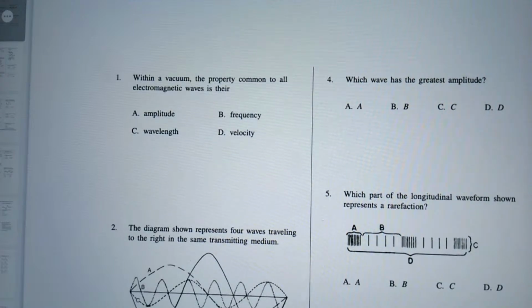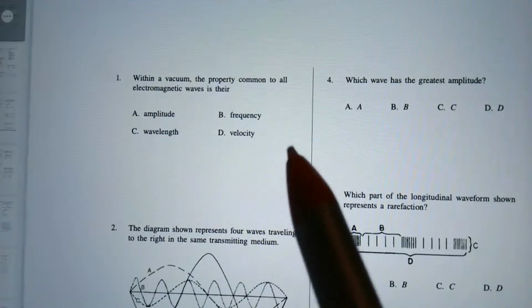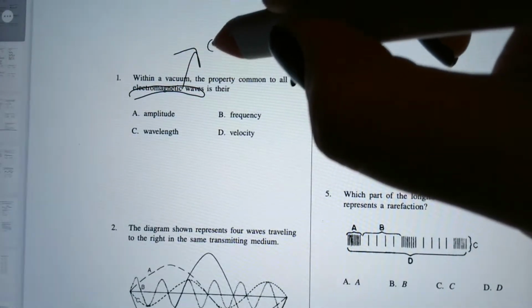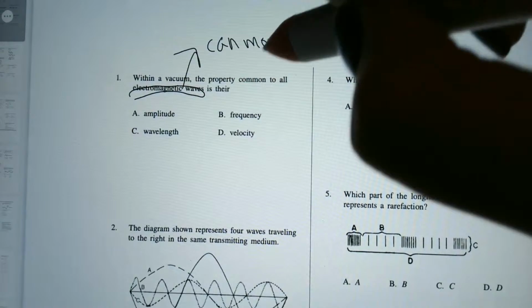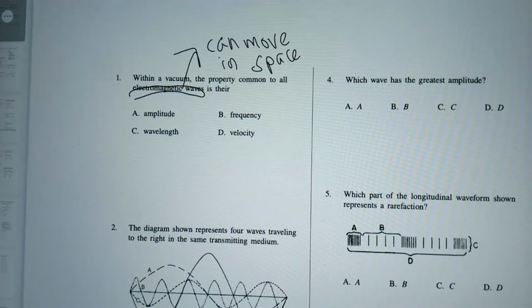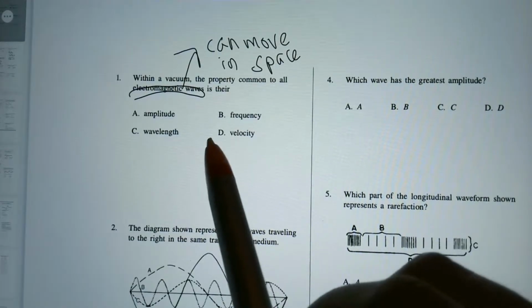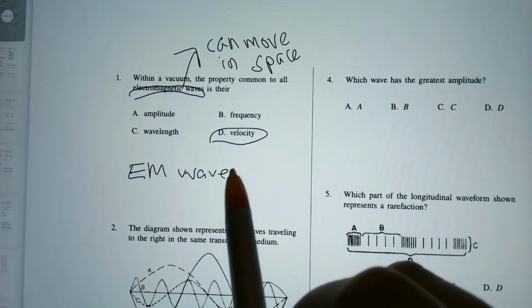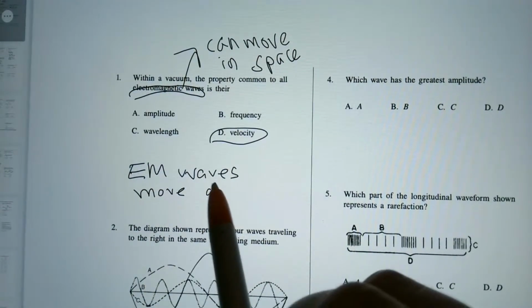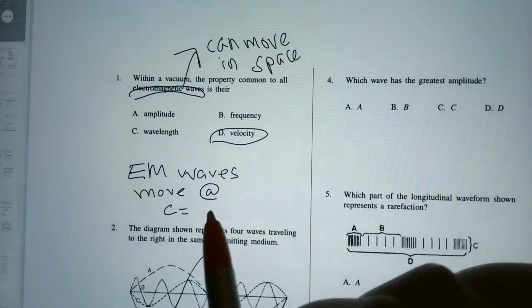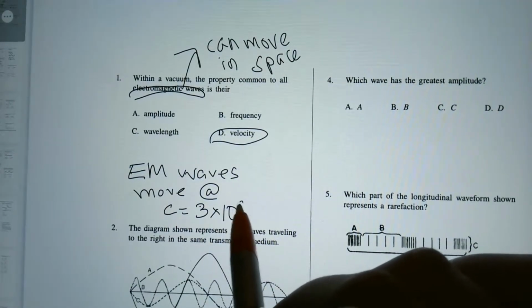Okay, so within a vacuum, a property common to all electromagnetic waves. Again, these are going to be the things that can move in space. What they're all going to have in common is their velocity. All EM waves move at a known constant, okay? And that known constant will be the letter C. It's on the first page of the reference table, and that is 3 times 10 to the 8 meters per second.